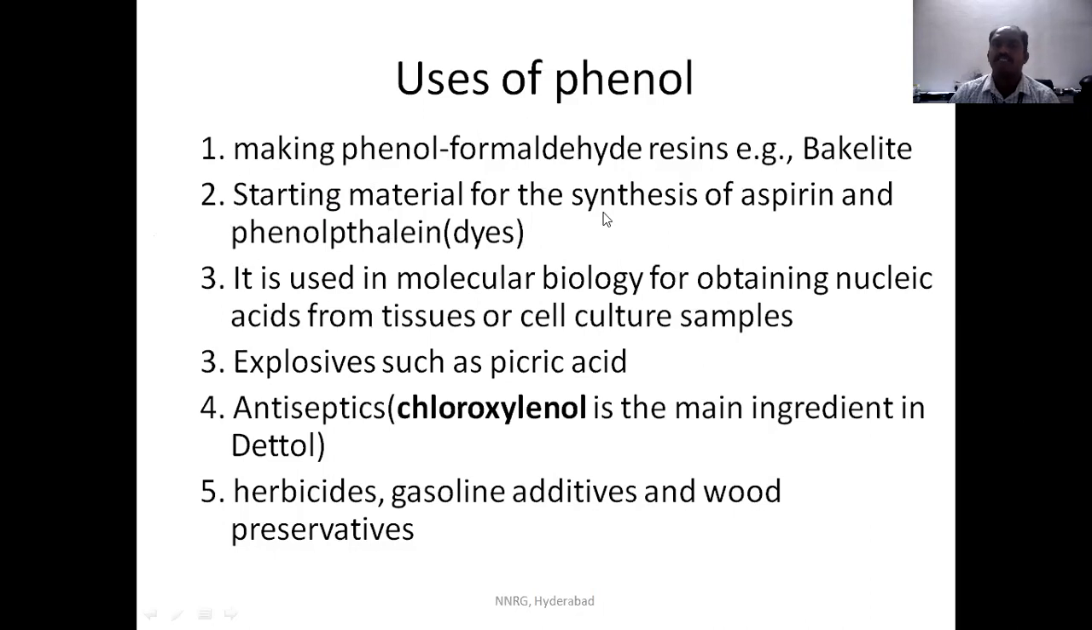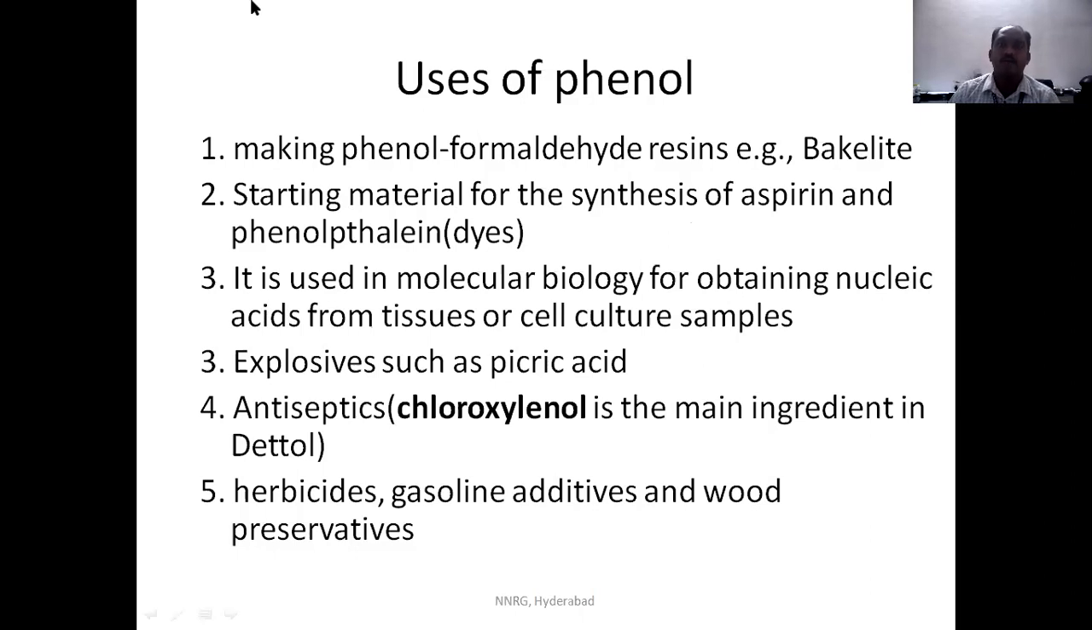Phenolphthalein is synthesized from a starting material called phenol. Moreover, it is also used in molecular biology for obtaining nucleic acids from tissues. Whenever you want to extract DNA or RNA from tissues, phenol is the main ingredient for extracting DNA and RNA from the culture tissues or cell culture samples.